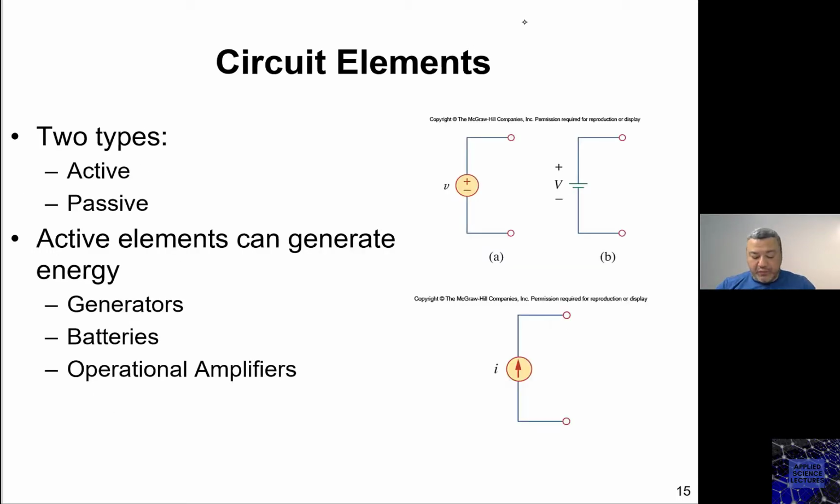Now, if we want to look at the sources that are going to be used in this course, we will be having different types of sources. We have voltage sources, current sources, right? Those sources, as we will see later on, will be ideal sources. What does ideal mean? An ideal source for the voltage would be generating a constant voltage regardless of the current.